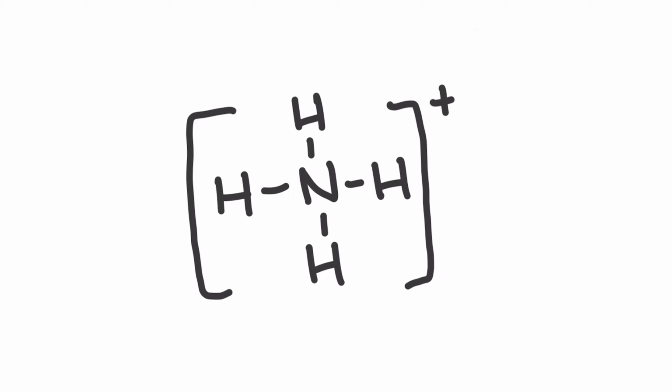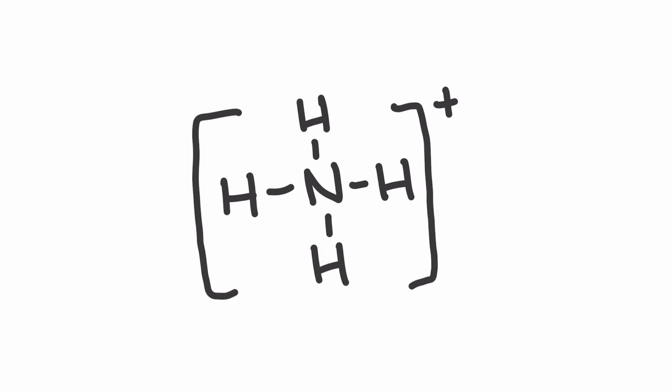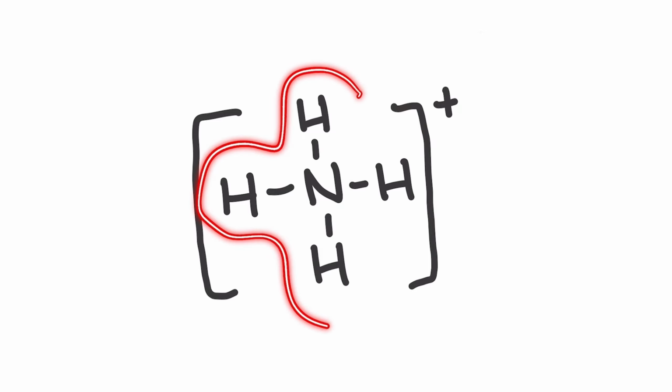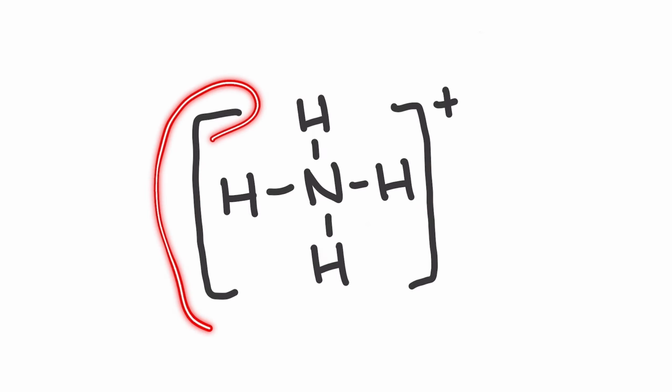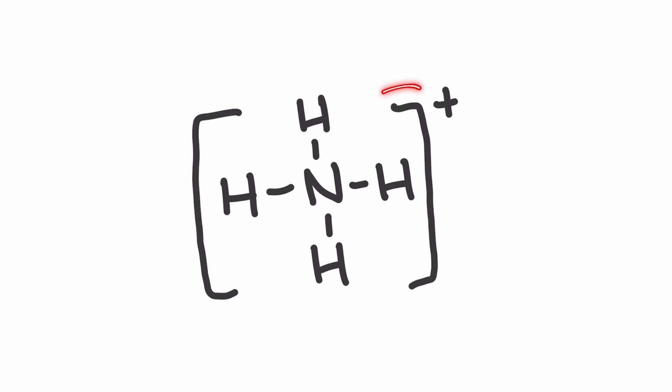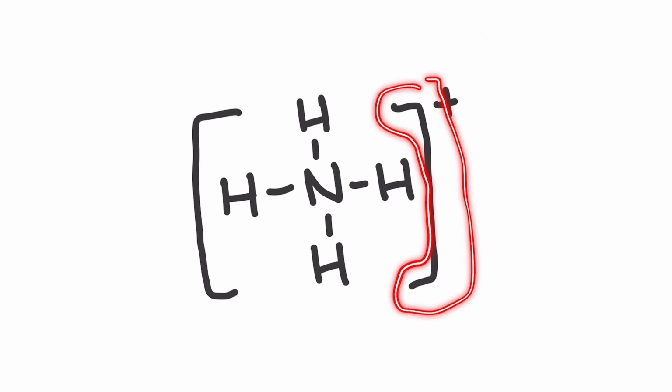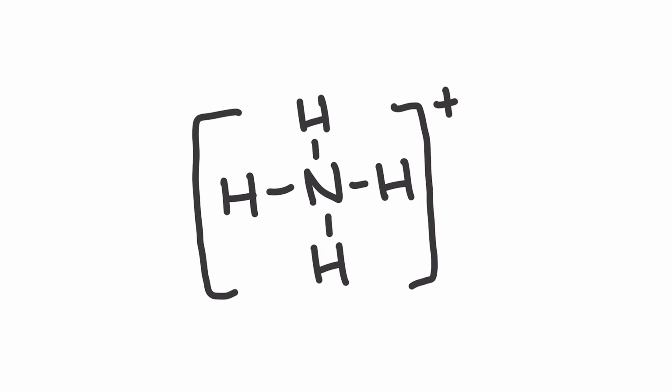Another thing to remember is that in a situation where there's a charge, positive or negative, on an ion like this, there will always be brackets around the side. And we need to remember that, because if you don't put the brackets, you could potentially get a problem wrong.